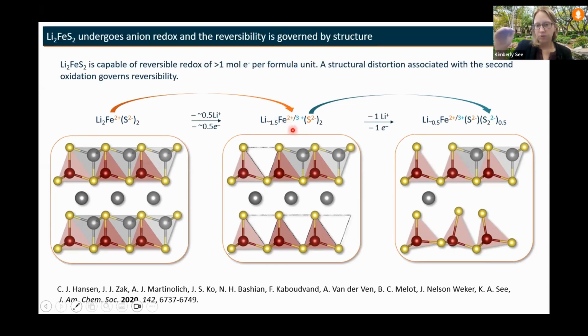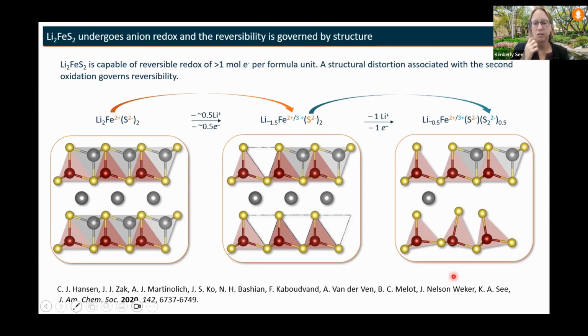And then that plateau region that I showed you is associated with anion redox. So we get oxidation of sulfides to persulfides. What's really important about that is that the formation of persulfides requires the formation of a sulfur-sulfur bond. So the rehybridization of those p orbitals to form that new bond is what stabilizes, essentially holds on to, the sulfur. But it also requires a structural distortion.